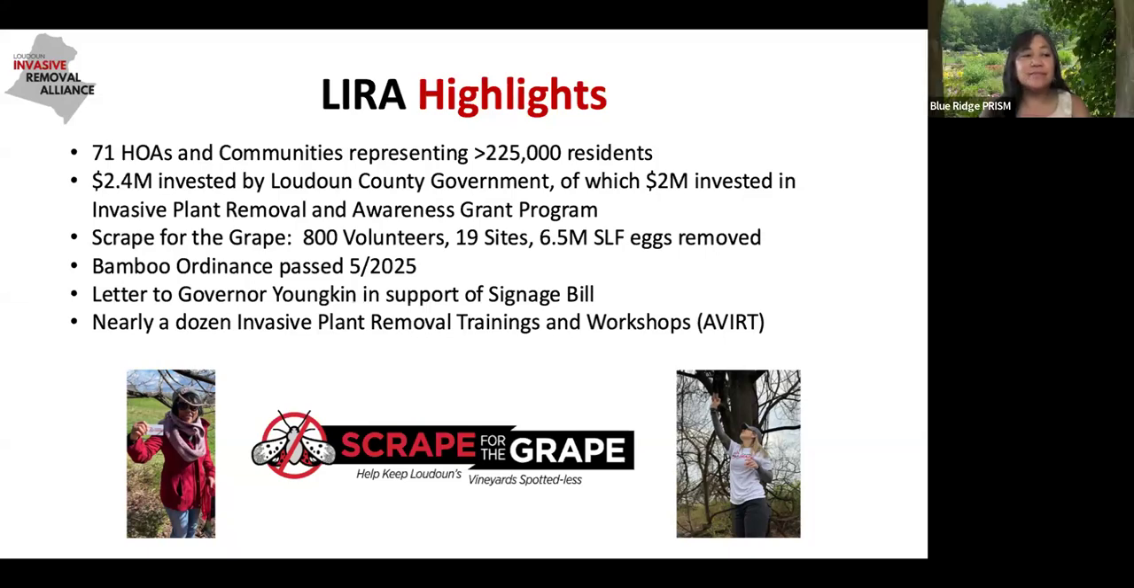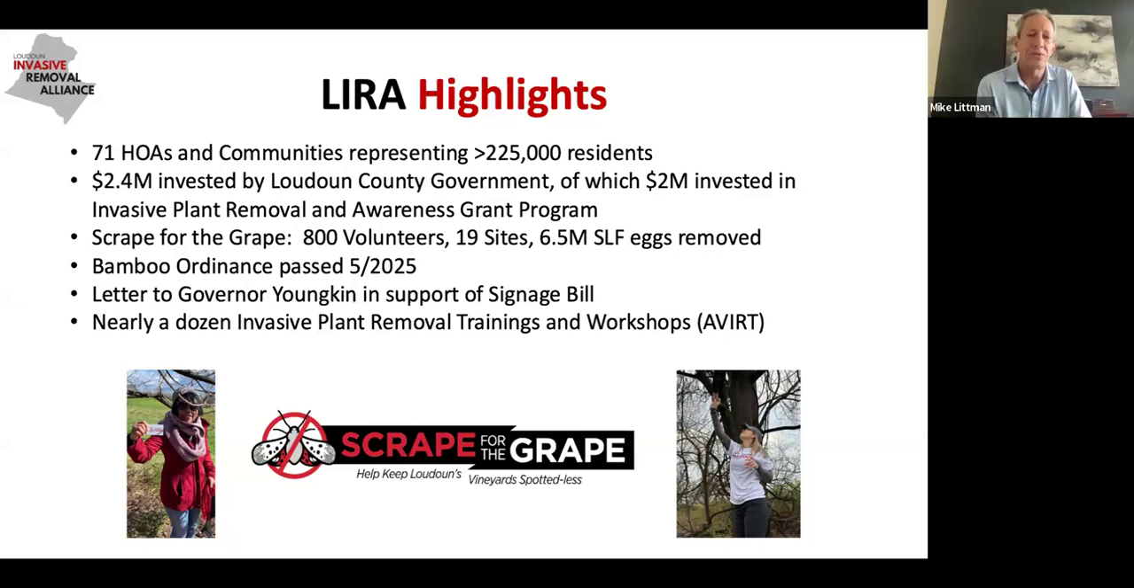The bamboo ordinance, Virginia Code 15.2-901, which allows localities to control running bamboo, was passed back in 2017. Two of our supervisors, Supervisor Glass and Supervisor Brinkman, took it up. We approached them and said, hey, can you take up this law? We'd like it to be passed locally.